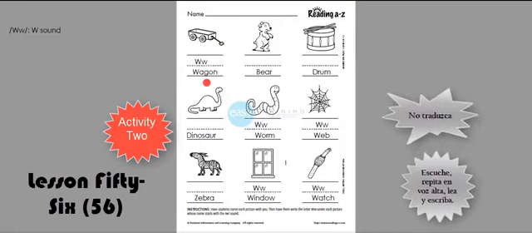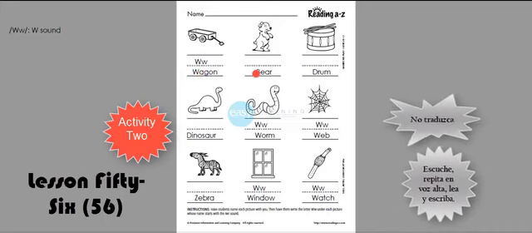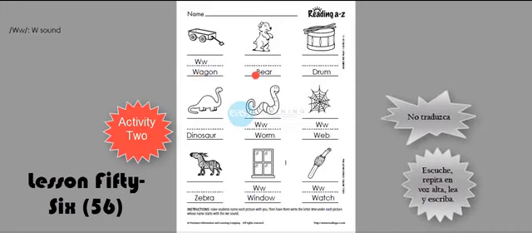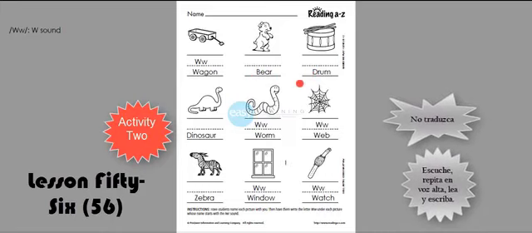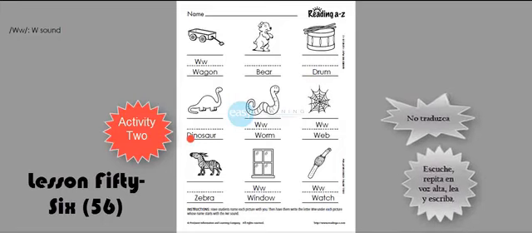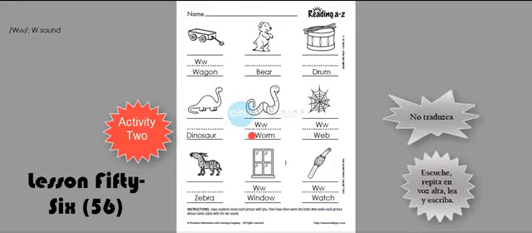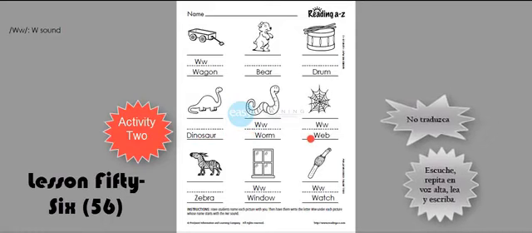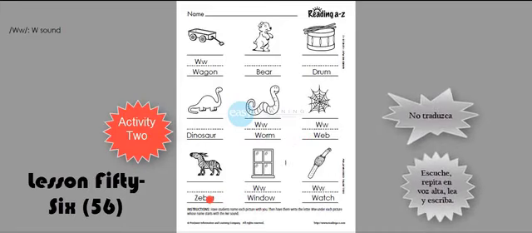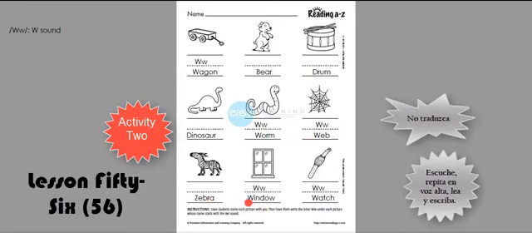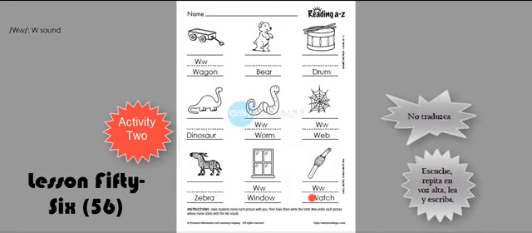Here you are. Wagon. Bear. Drum. Dinosaur. Worm. Web. Zebra. Window. And watch.